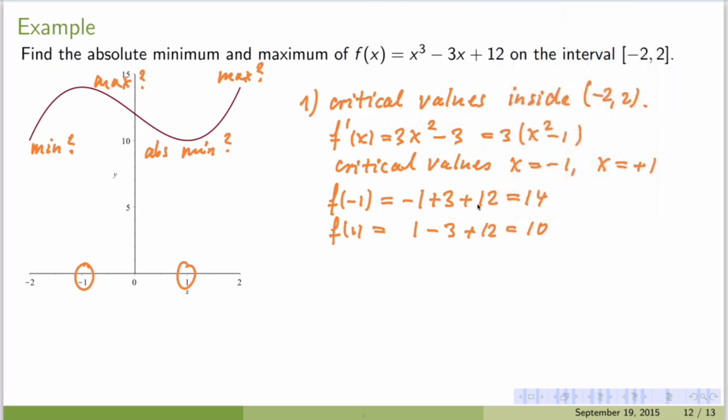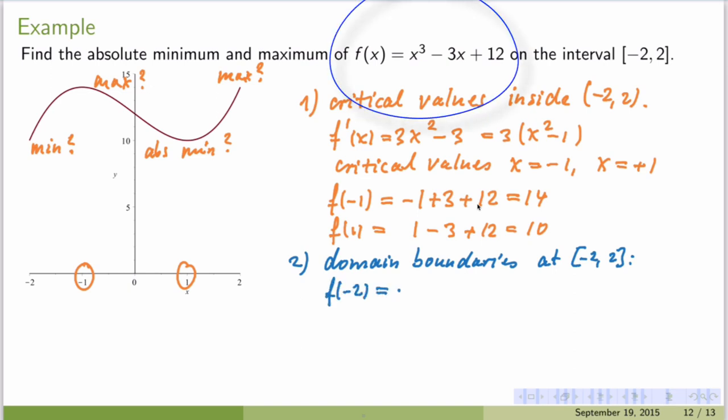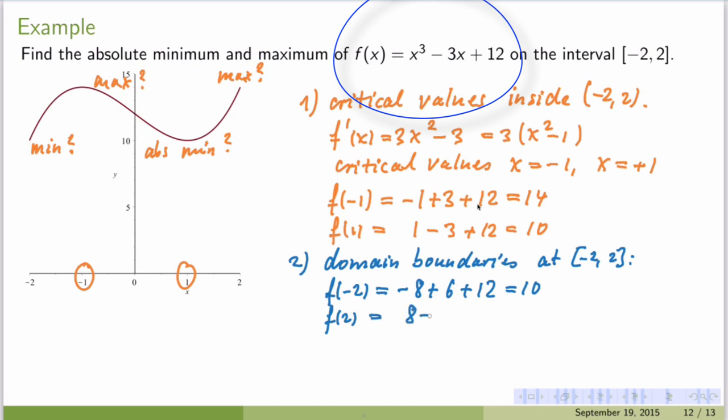In the next step, we should compute the values at the domain boundaries. Second, the domain was given as -2 and 2. So f at -2, again using the above formula, is -8 plus 6 plus 12, so this is 10. And then we have f of 2 is equal to 8 minus 6 plus 12, and this is 14.